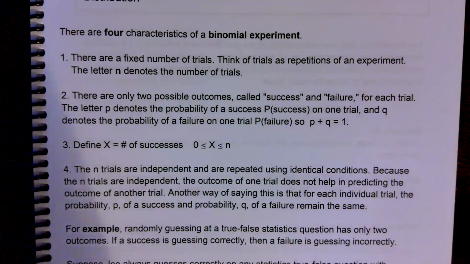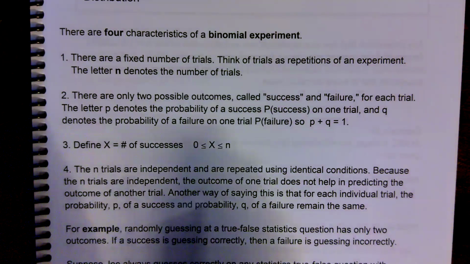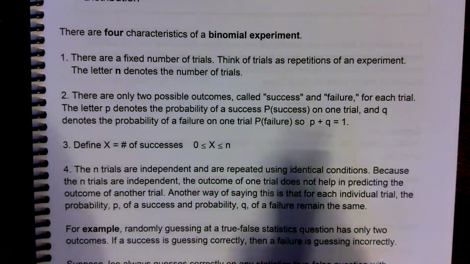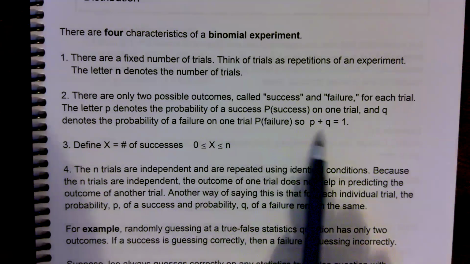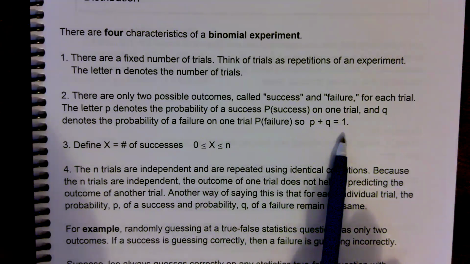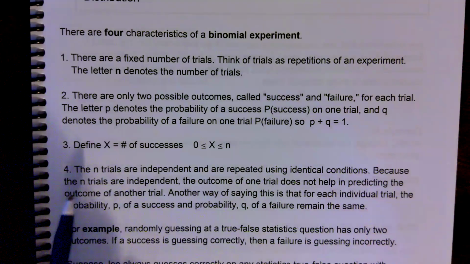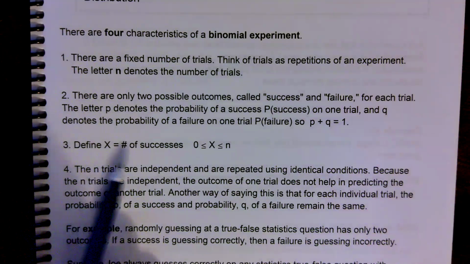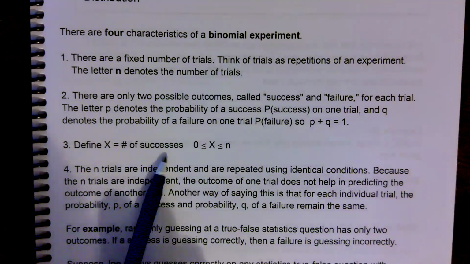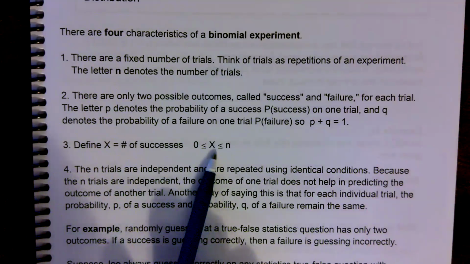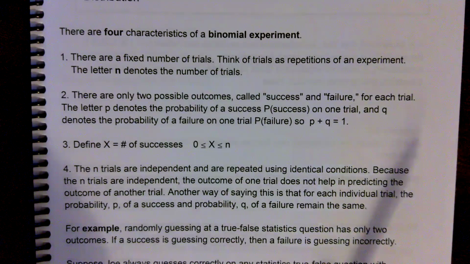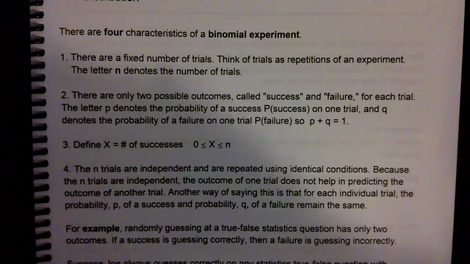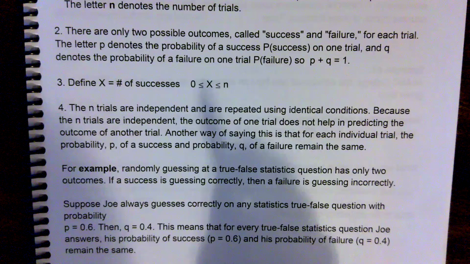The second characteristic is that there are only two possible outcomes called success and failure for each trial. The letter P denotes the probability of success on one trial, and Q denotes the probability of failure. P plus Q always equals 1. Number 3, we have to define X. X is what we would consider the number of successes, and X can be anywhere between 0 and N. The fourth characteristic is that N trials are independent and are repeated using identical conditions.